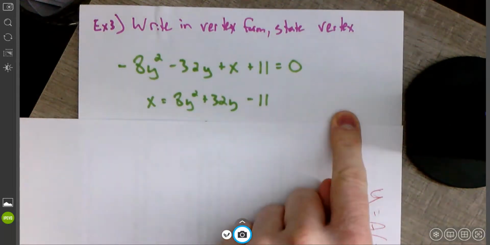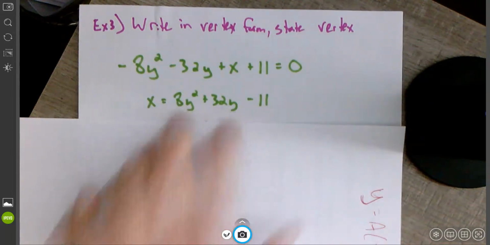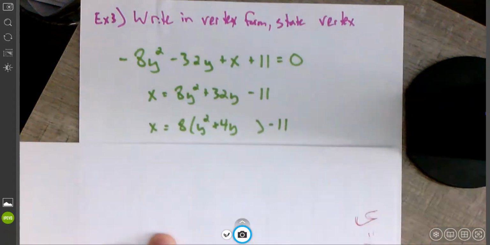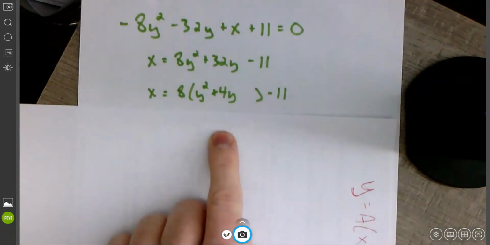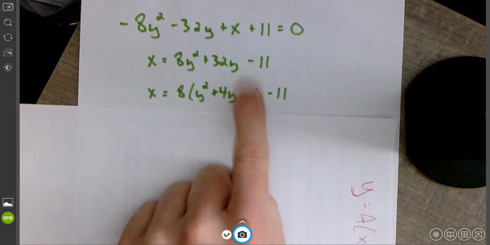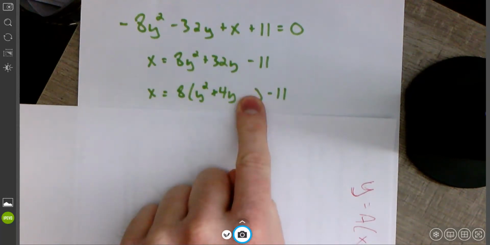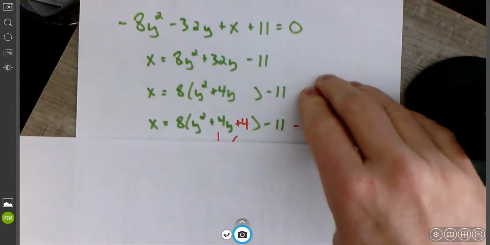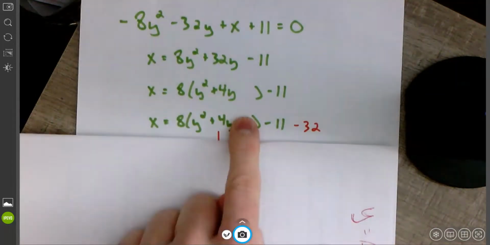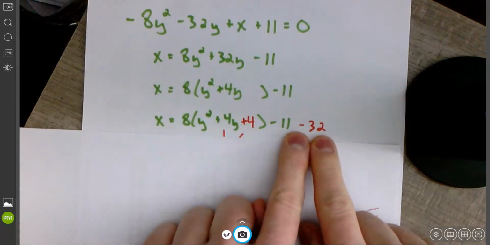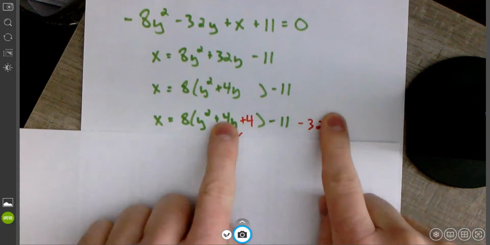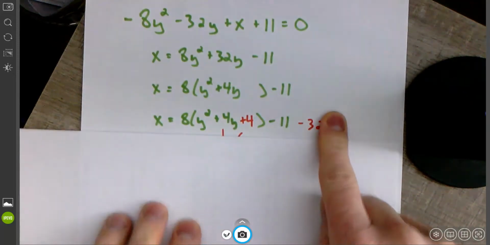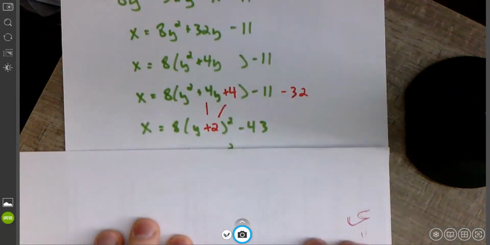Vacate the area with a -11, factor an 8 off of both of these, and it looks like that. Half the middle number, 2, squared is 4. I'm placing a +4 inside of here, but because of the distributive property, 8 times 4 is 32. I just added 32. So to balance that out, I'm going to subtract 32 on the same side. Now this thing will factor. It always factors to half this middle number, which would be (y plus 2) squared.